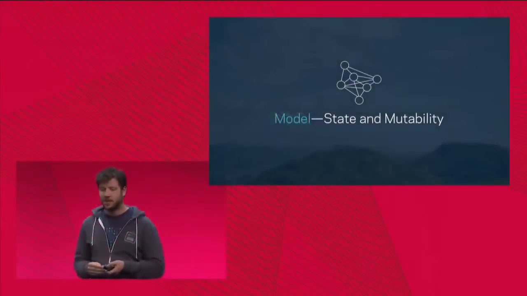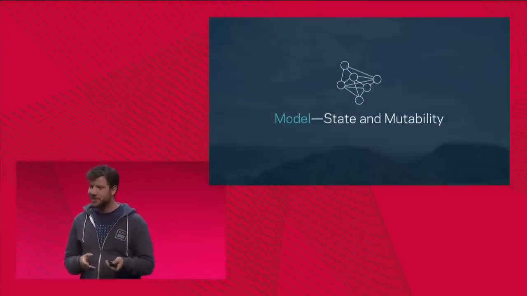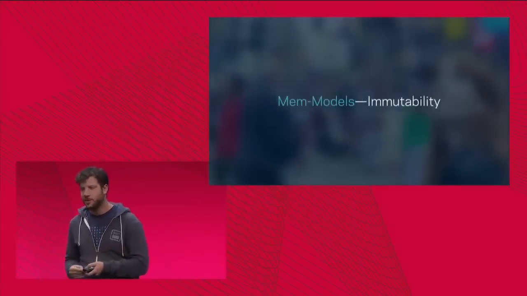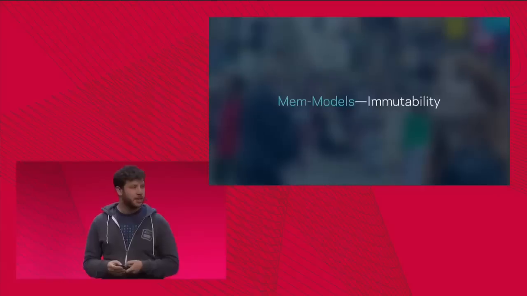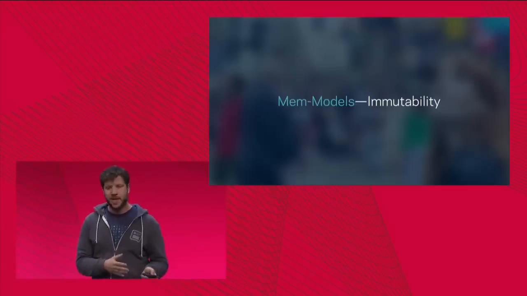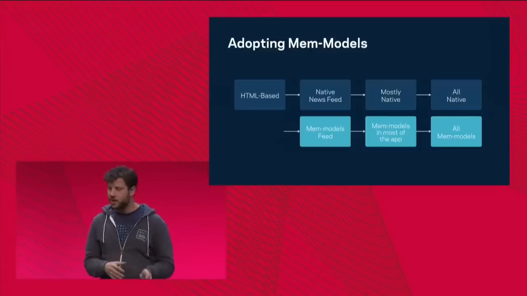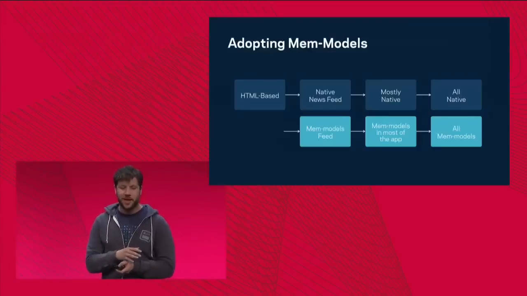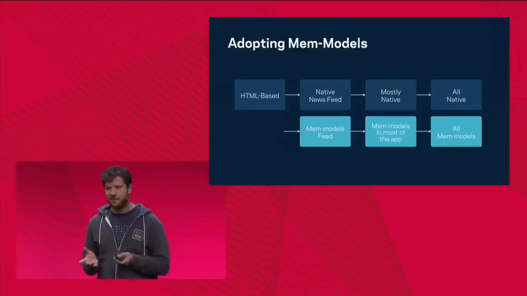And so the problem was, we had a lot of state, and it was mutable. And so we fixed this by making less state and making everything immutable with a project we called memmodels, which you're gonna hear a bunch about. And the way we actually deployed memmodels through the app was the same way we moved the app from web to native, in the same pattern. We started off adopting it in newsfeed, then moving it to the rest of the app, and finally a very long tail. If only at that point we were done and everything was awesome.